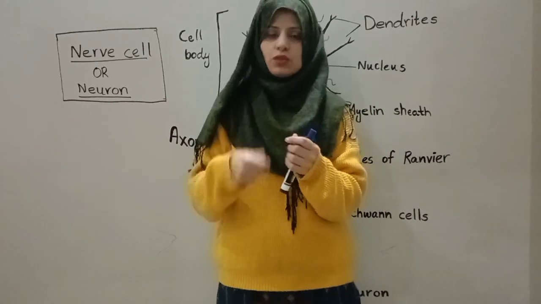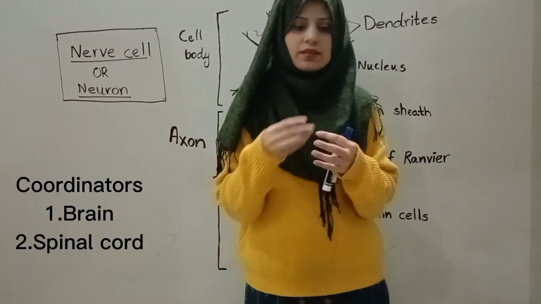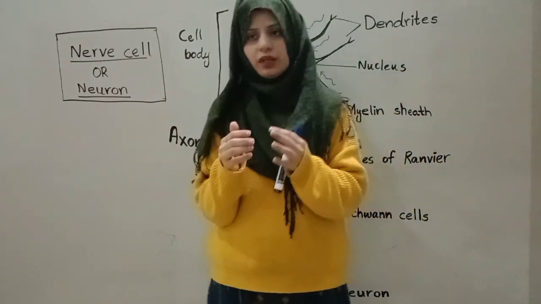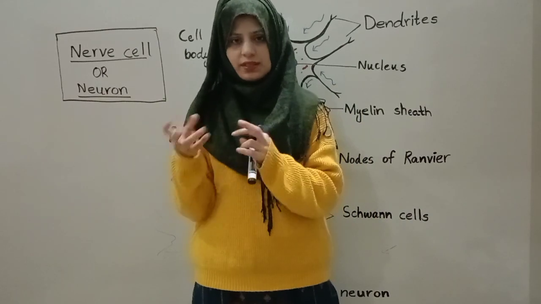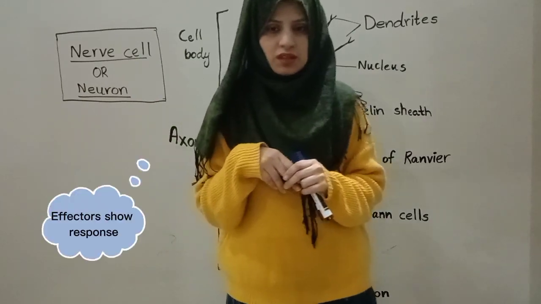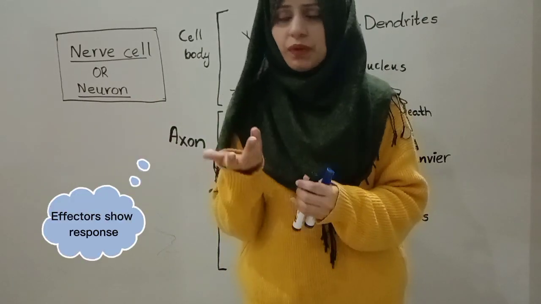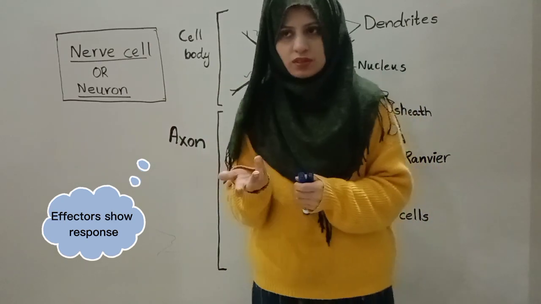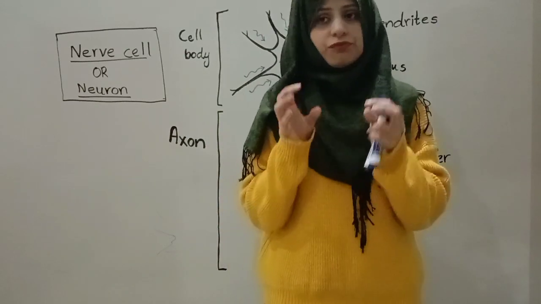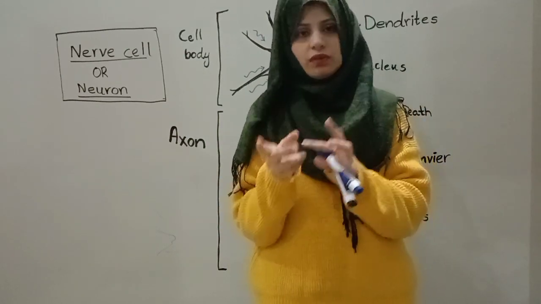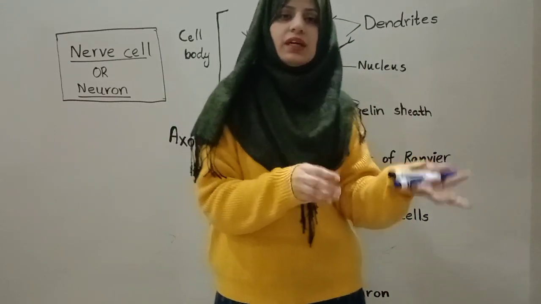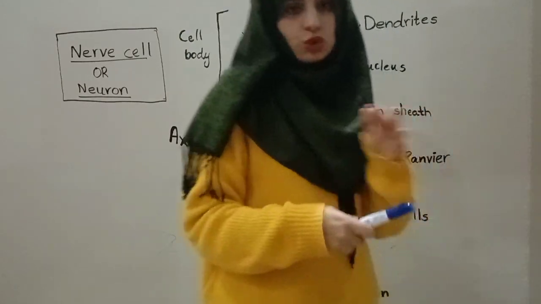Now our skin sends a message towards the coordinator. There are two coordinators, the brain and the spinal cord. The brain or the spinal cord receives that message from the receptor, processes it and sends a message towards the effectors. Effectors are the glands or the muscles which show some response. So the function of the neuron is that it conducts nerve impulses from receptors toward the coordinator and from the coordinator towards the effectors.